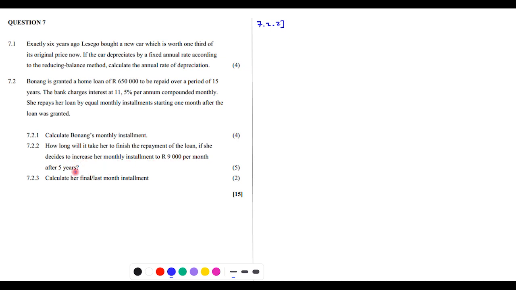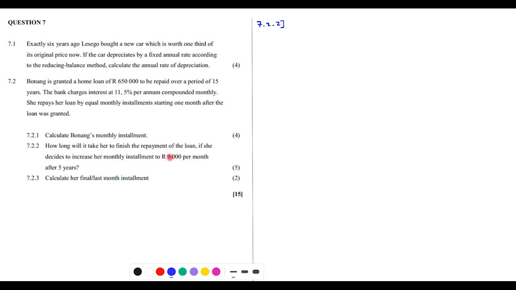So here Bonang has decided that she wants to change her monthly installment, right? If she wants to change her monthly installment, remember, banks are so smart. Everything that you do, it's like a penalty, right? They want to give you a penalty because they still want to win. Even if you think that by paying 9,000 now there's going to be a difference, the bank is so smart, they still see it as an opportunity to make money for themselves, right?